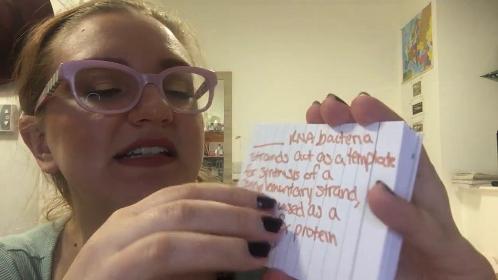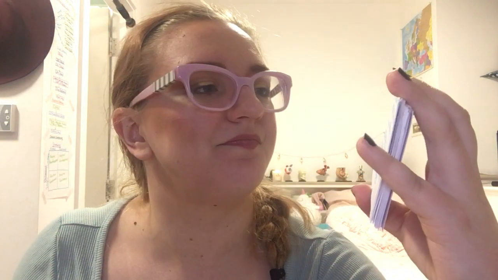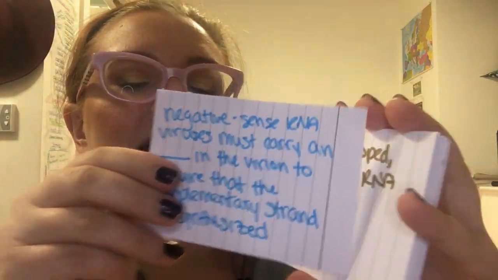Blank RNA bacteria strands act as a template for synthesis of a complementary strand, which is used as a template for protein synthesis. And those ones are the other kind, the negative sense. Negative sense RNA viruses must carry an blank in the virion to ensure that the complementary strand is synthesized. They must carry an RNA replicase.